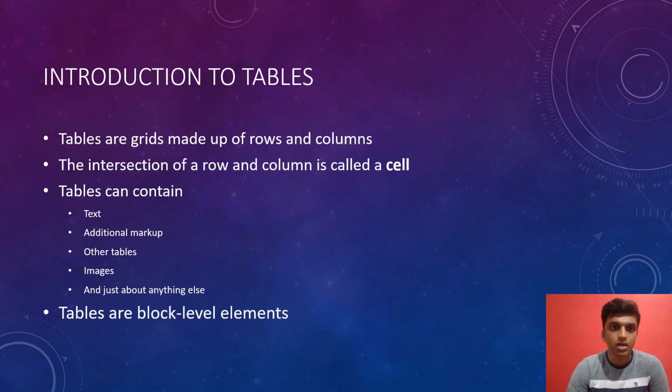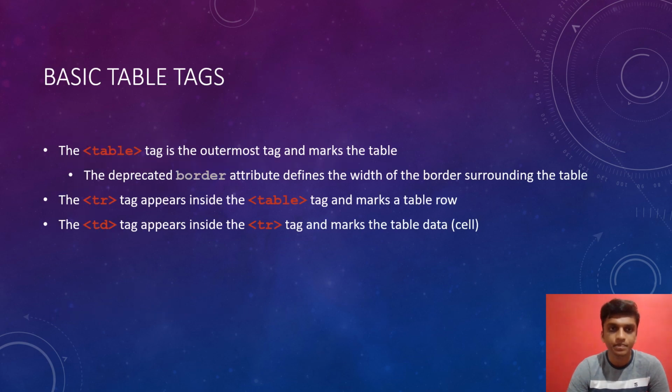Introduction to tables. Tables are grids made up of rows and columns. The intersection of a row and a column is called a cell. Tables can contain text, additional markup, other tables, images, and just about anything else. Tables are block level elements.